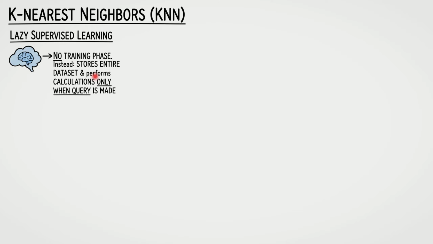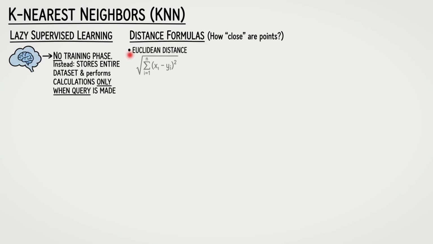But when a query does happen, how does it know which data points are relevant? It relies on distance formulas to figure out how mathematically close points are to each other. The most common one is the Euclidean distance. Without getting bogged down in the complex symbols, this formula simply calculates the direct straight line distance between 2 points, exactly like measuring with a physical ruler on a piece of paper.